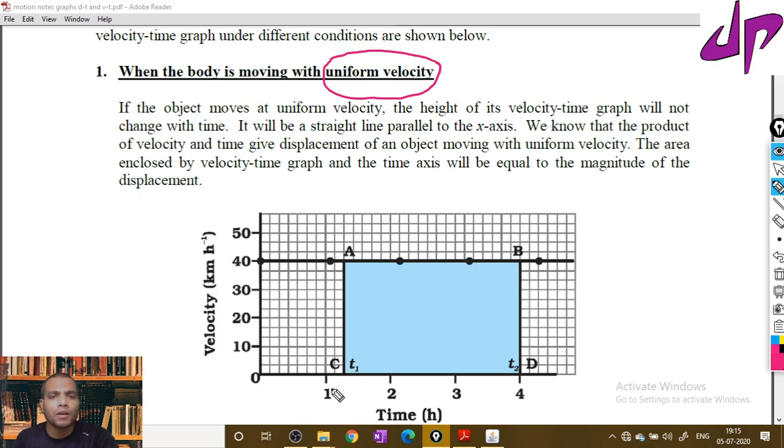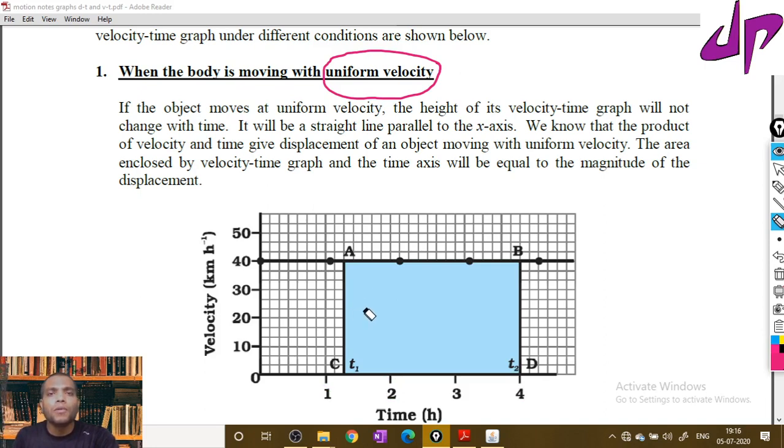So here we can see from the graph, when time equals 1 hour, the object velocity is 40 km per hour. Now time became 2 hours, the object velocity does not change, it is maintaining 40 km per hour. And when time equals 4 hours, still the object velocity remains the same, meaning the velocity is not changing at all. If the object velocity is not changing, then that velocity we call uniform velocity.